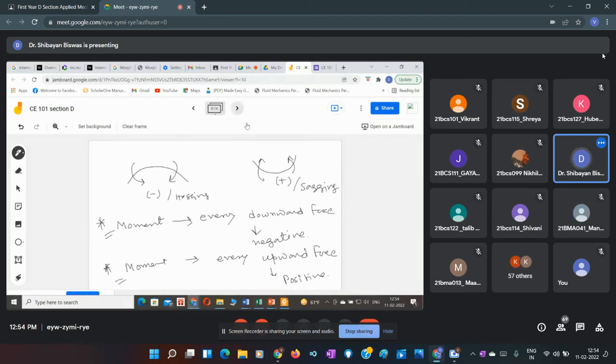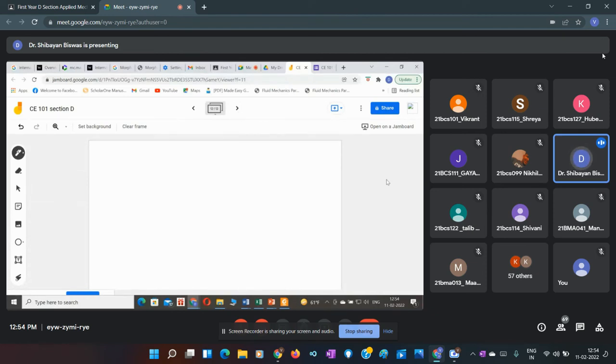Yes, sir. Okay, now we will see how we can draw the shear force diagram or bending moment diagram. Say there is a cantilever beam, okay? Say this is W, a vertically downward force acting here. The length is L. So we have to draw the SFD and BMD, that is shear force diagram and bending moment diagram. Okay, how will we do that?